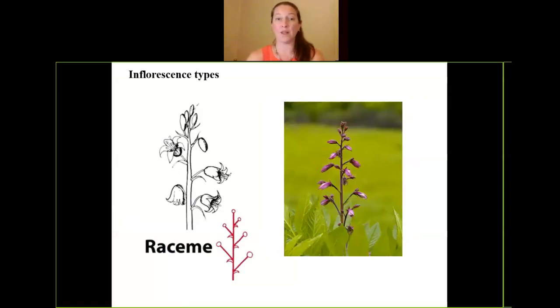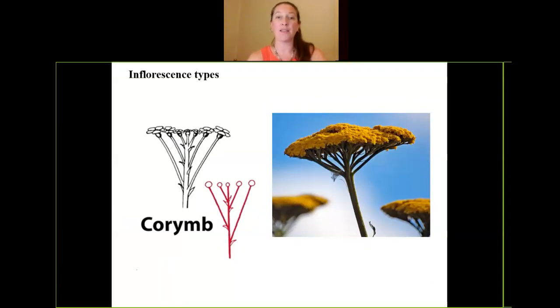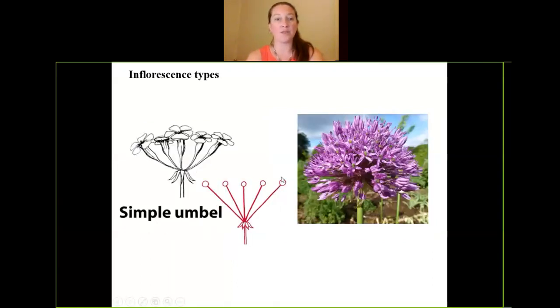A raceme is another type of inflorescence. Then there's the corymb, which I think is pretty cool because it's a weird, cool shape, with a flat top. It means all the stems have to be slightly different sizes in order to achieve this, but the result is that you get this flat top. Pretty cool. So it's like a nice landing surface for pollinators. So corymb.